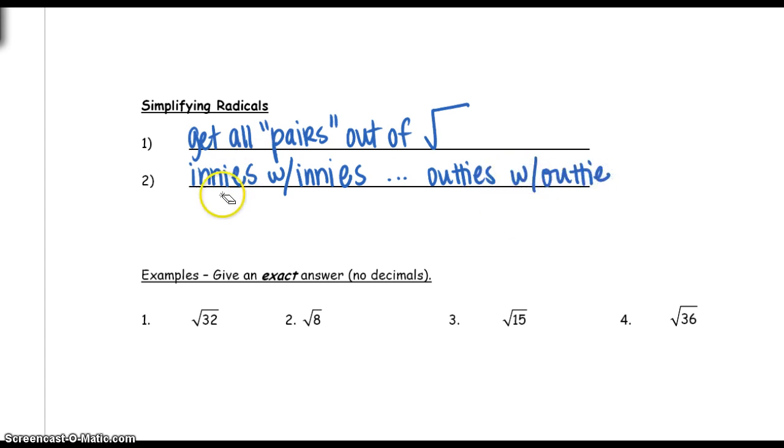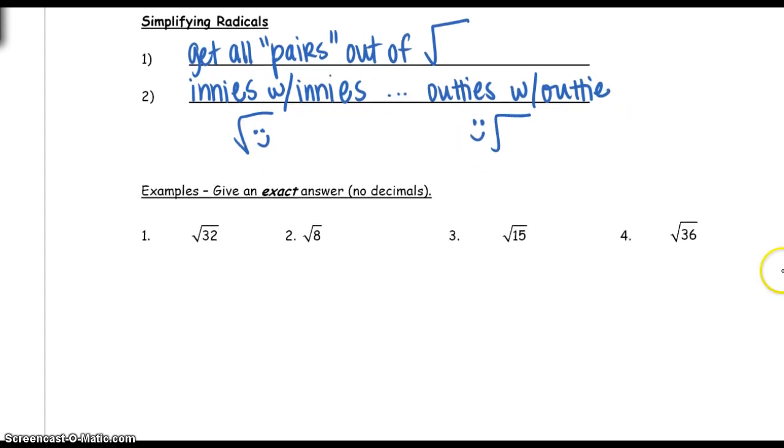So we're talking about if it's inside the radical, and an outie would be if it's outside the radical, okay? See, happy face is inside, happy face is outside. So innies with innies, outies with outies. So let's go down here and talk about this. Give an exact answer. So it means you have to do them by hand. Okay, don't give me a decimal, so you shouldn't have to use the calculator.